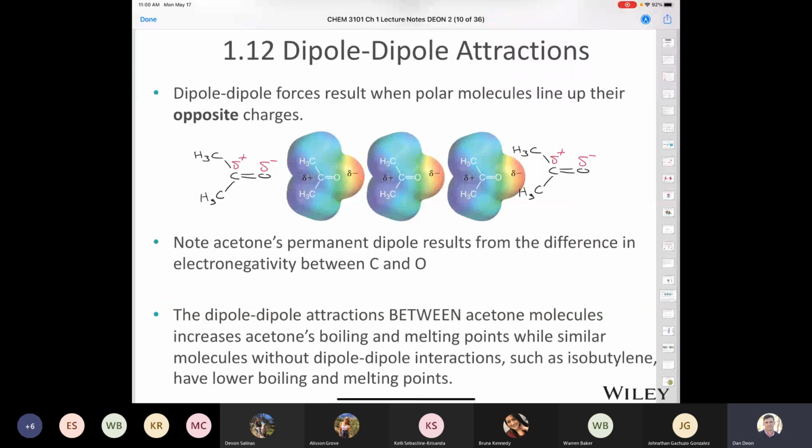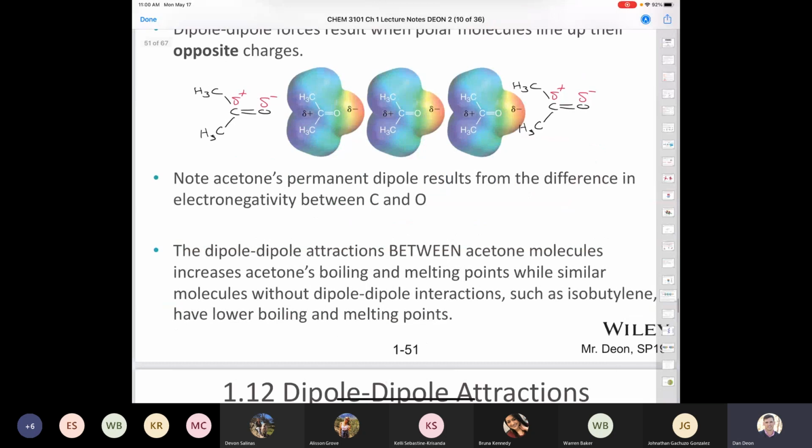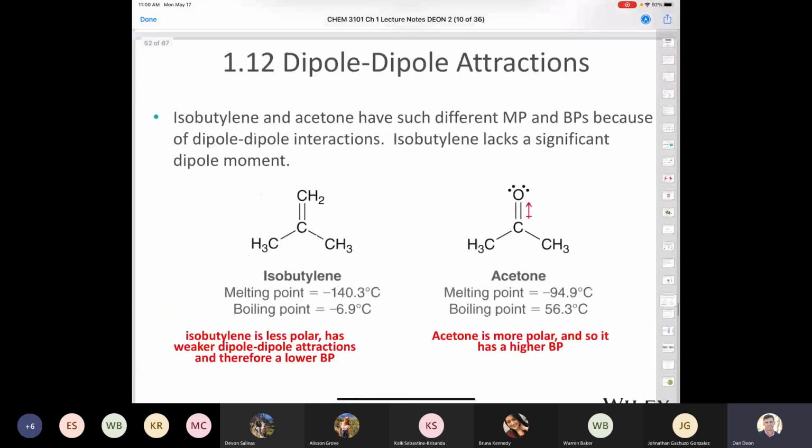Now it says similar molecules without dipole-dipole interactions, such as isobutylene, have lower boiling and melting points. Let me show you what I mean by that. So here we have acetone, and I showed you why that's a polar molecule. But if you have isobutylene, to somebody who hasn't studied chemistry before, they might think, man, this molecule looks almost the exact same. We got a couple of single bonds, a double bond. Oh yeah, it's the same.